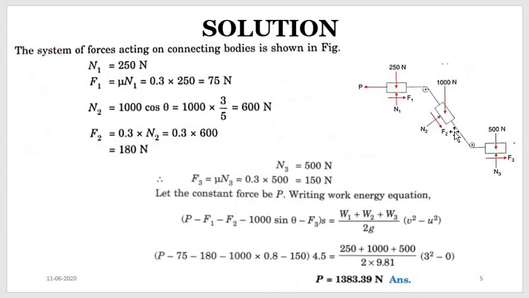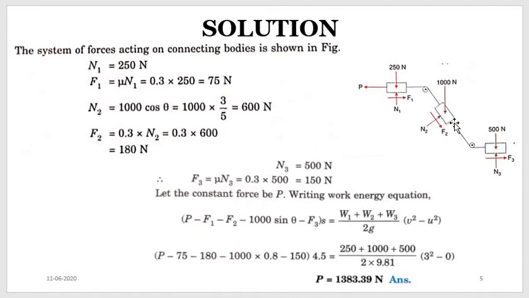free body diagram of the second block, we know that its weight is acting in the vertically downward direction, so that we can resolve the weight into two components. One is perpendicular to the plane and the other one is parallel to the plane. And the component perpendicular to the plane is 1000 into cos theta, and cos theta we can find out from the data given in the question. And the component parallel to the plane in the downward direction is 1000 sine theta. And since this is an inclined plane, this normal reaction N2 will be perpendicular to the inclined plane.